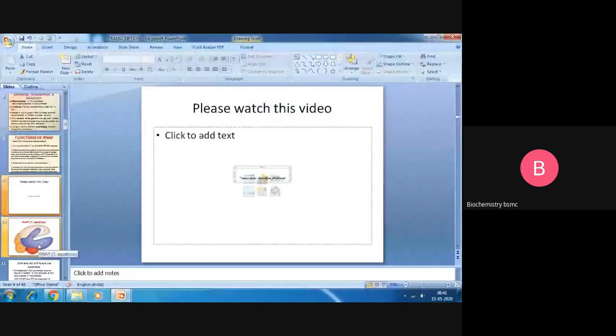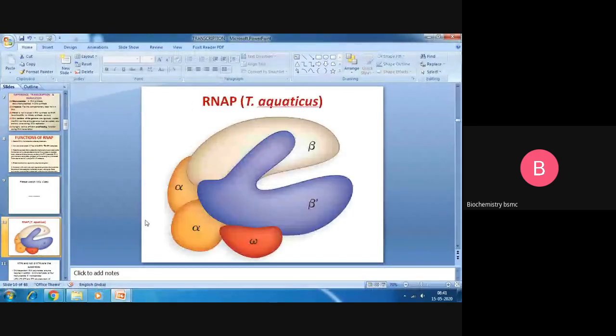So let us come back to the original discussion. Here it is the RNA polymerase enzyme in Thermus aquaticus, but it is similar to that of E. coli. So there are 2 alpha subunits, 2 beta, one is the beta and another is the beta prime, and the omega. This is the core enzyme.